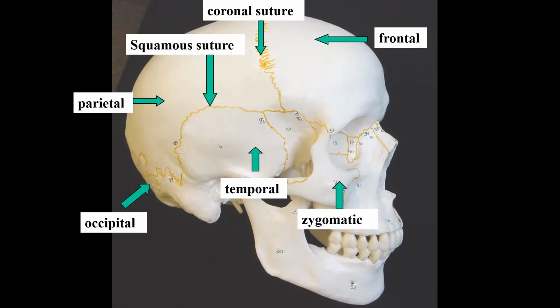There is a suture line separating the parietal bone and temporal bone, and there's another suture line separating the parietal and the occipital. That's called the lambdoid suture. So we have the coronal suture, the squamous suture, and the lambdoid suture. There's one more you'll see, it's called the sagittal suture, and that runs right down the middle. Remember, a sagittal plane gives you a left and right side. The sagittal suture runs right down the middle of the skull and gives you a left and right parietal bone.